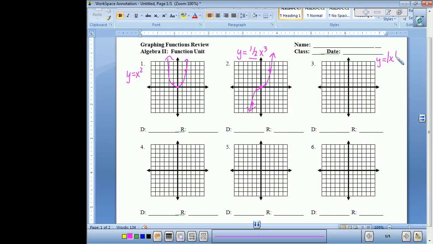Number 3 is an absolute value. Y equals the absolute value of x plus 1. So we're going to shift up 1 this time. We're going to do the absolute value of 1 is 1, of negative 1 is 1. The absolute value of 2 is 2, of negative 2 is 2. The absolute value of 3 is 3, negative 3 is 3. And then we'll draw in our absolute value.